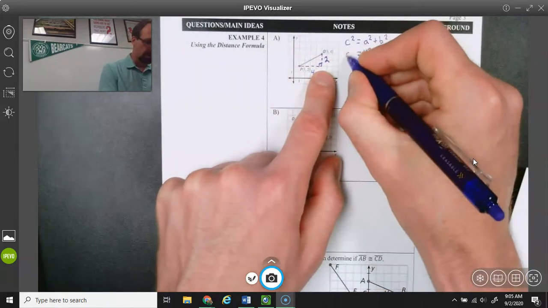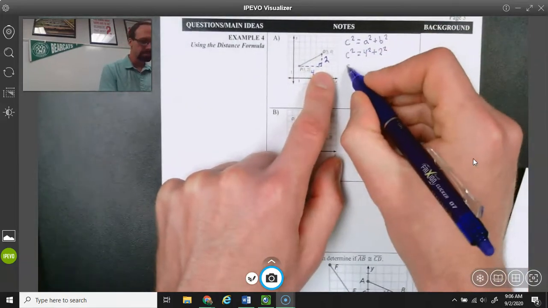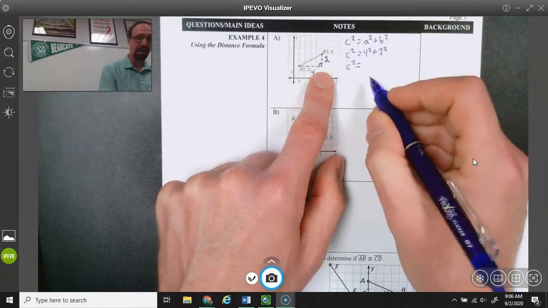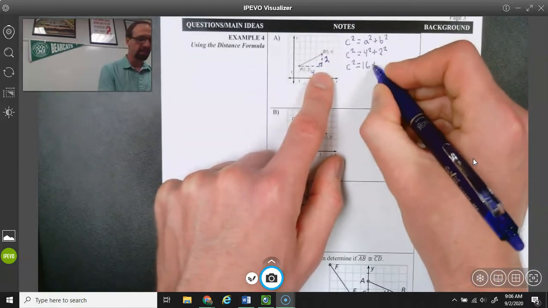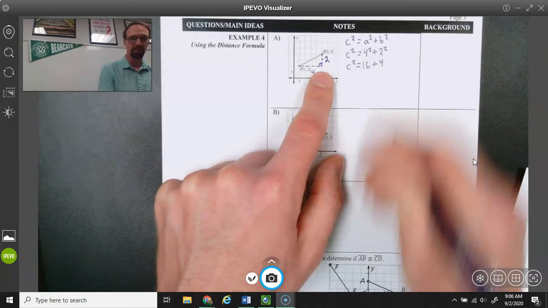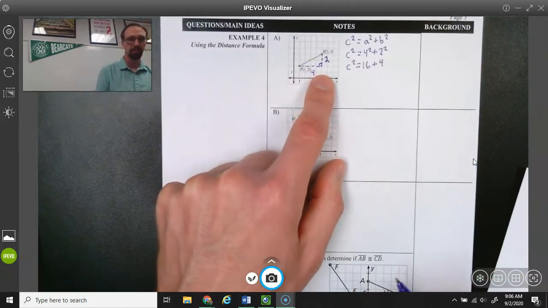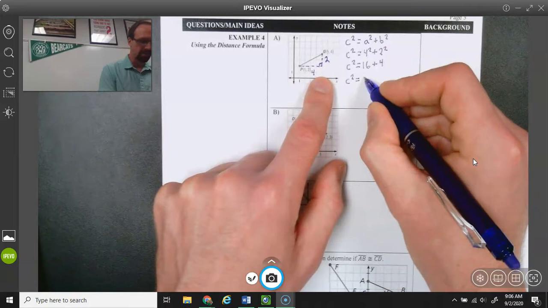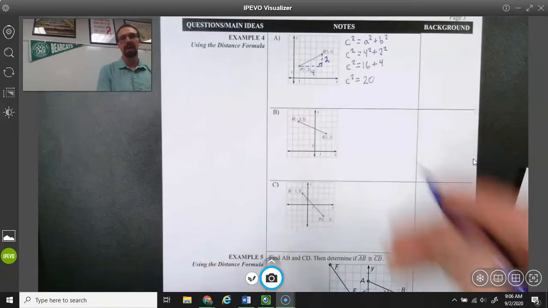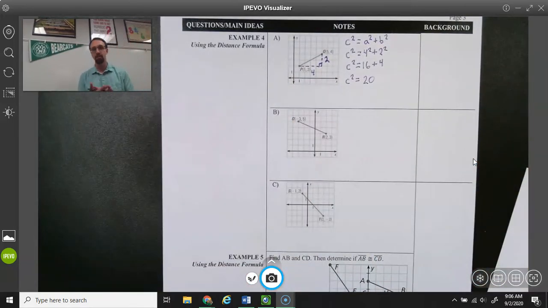So again, bringing down c squared. c squared is equal to, in my calculator I can do 4 squared, or 4 times 4, that gives me 16. And then 2 squared, 2 times 2 is 4, so that gives me 4. So I have 16 plus 4. If I add those two together, c squared equals 20. Now here's the problem. That's not what the value of c is. That's the value of what c squared is.